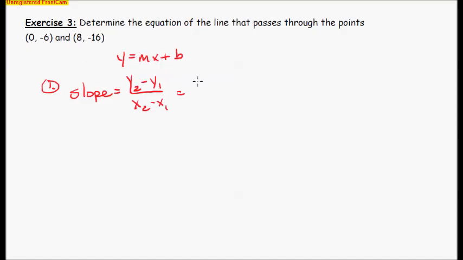But watch your negatives. I'm going to take negative 16, subtract negative 6, over 8 minus 0. Okay, let's see what we get here. Negative 16 minus a negative, that's actually negative 16 plus 6. So that's going to be a negative 10 over 8. All right, and I can reduce that if I want to.